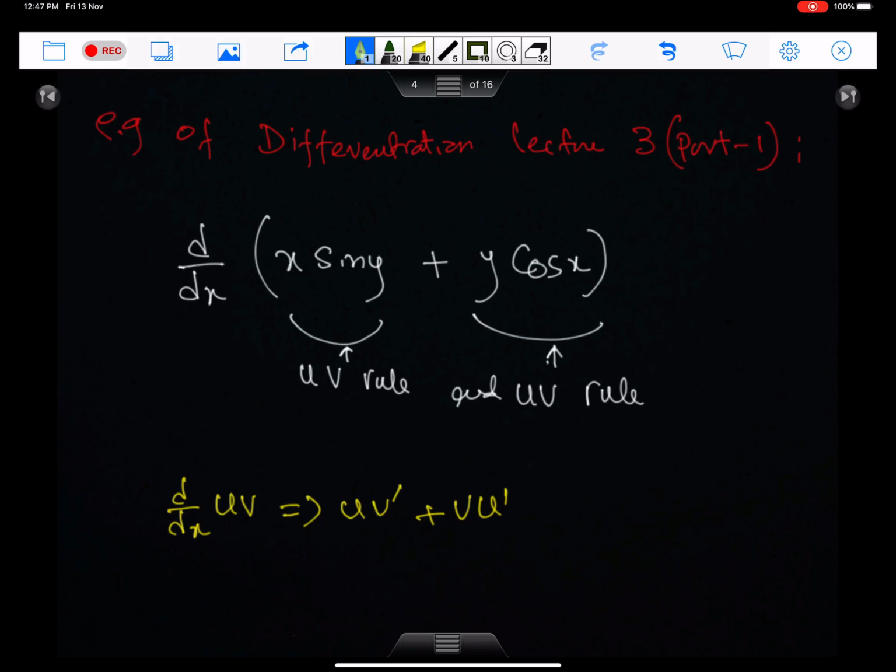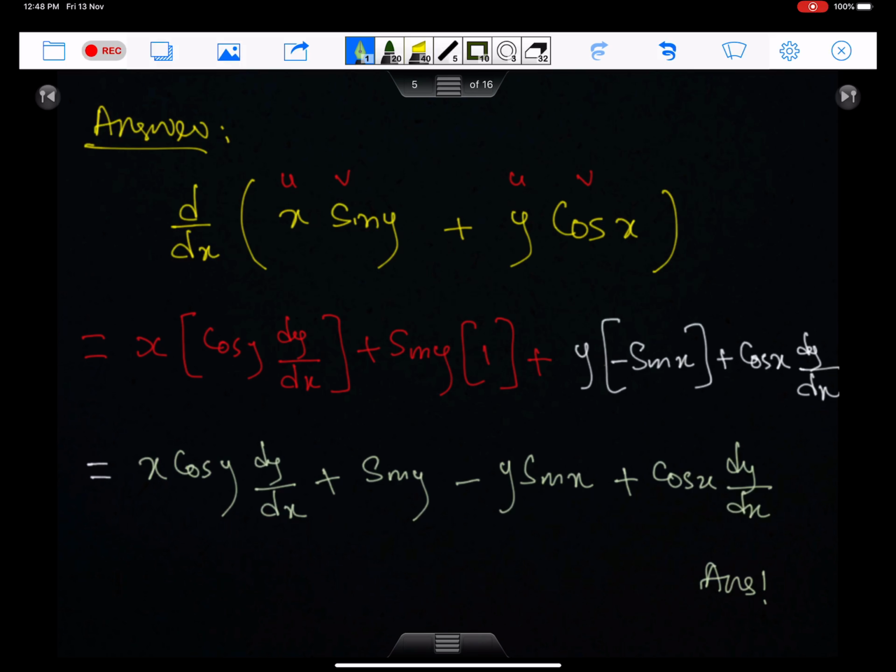Equation of differentiation, lecture 3, part 1. Example, in fact. This is the example which I left for the students to solve in lecture number 3, part 1. So this is the way to solve this equation. This is uv and this is also uv, and this is the rule, uv rule. So here is the solution.